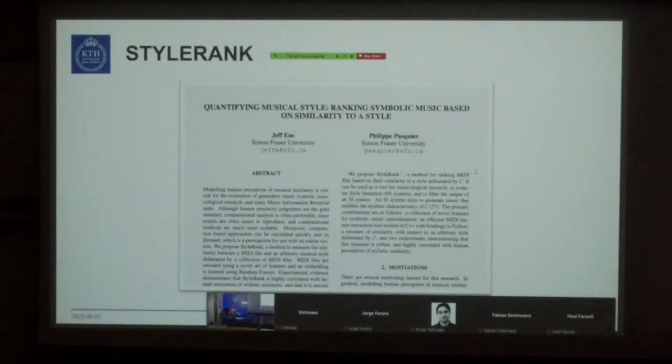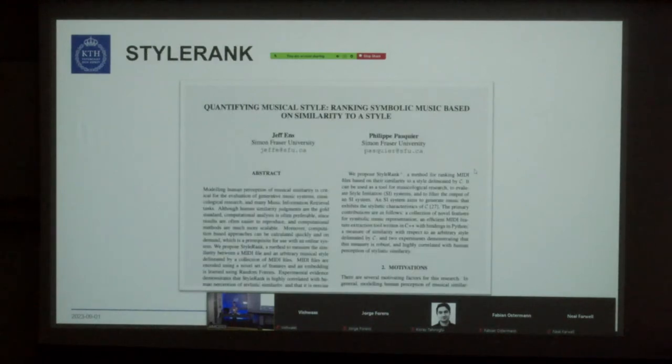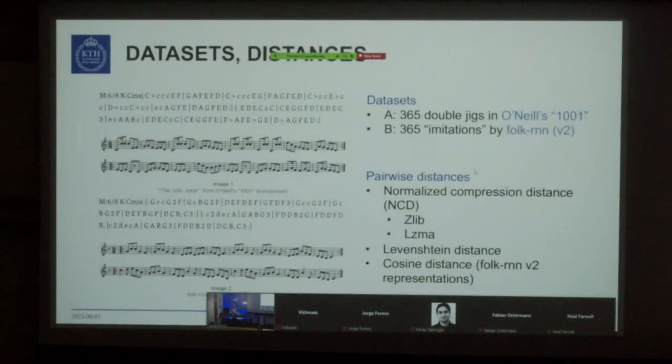Jeff Enns also looked at this problem with style rank. Now we go to an individual, comparing an item to a corpus. The features that are used in this case are more musical, expert-driven features. This one is using some domain-agnostic approaches like Lempel-Ziv compression, normalized compression distance. So we want to combine these two approaches. And so to do that, we're going to study different distance measures and different statistical tests.